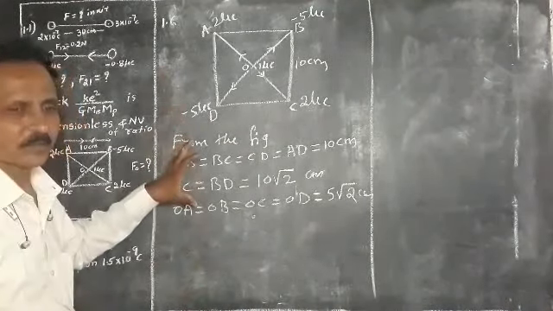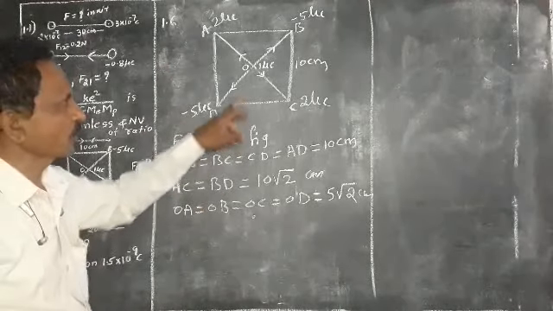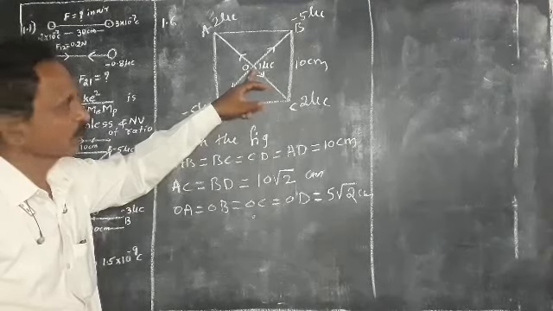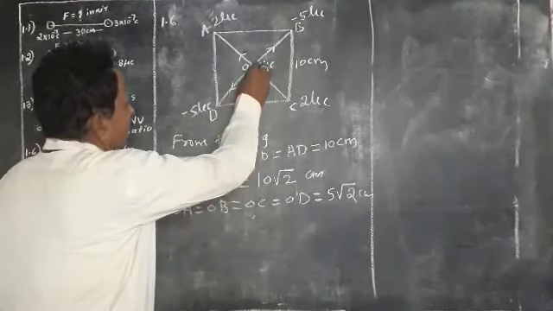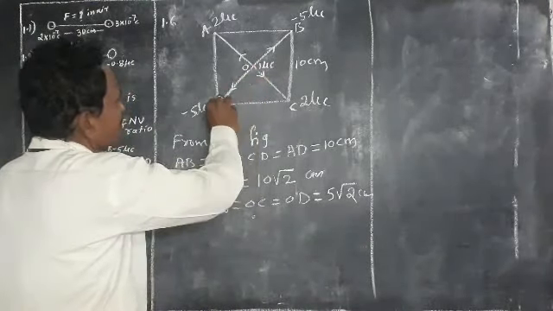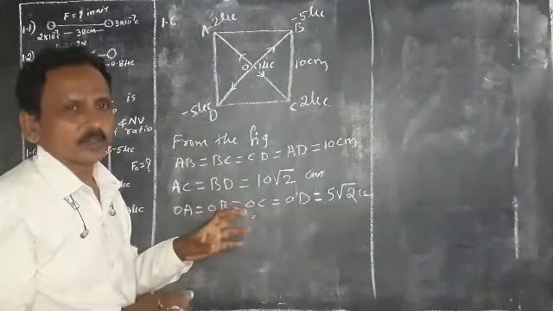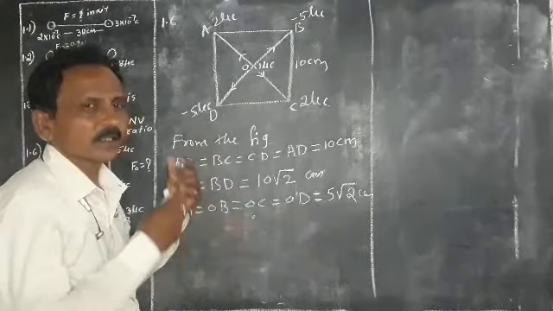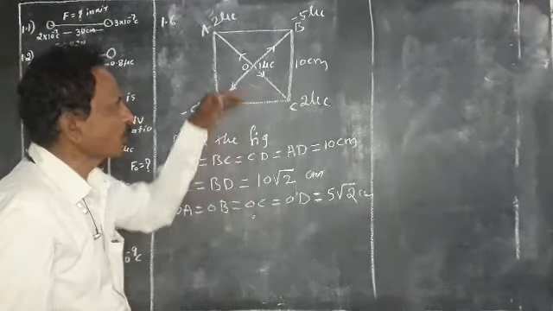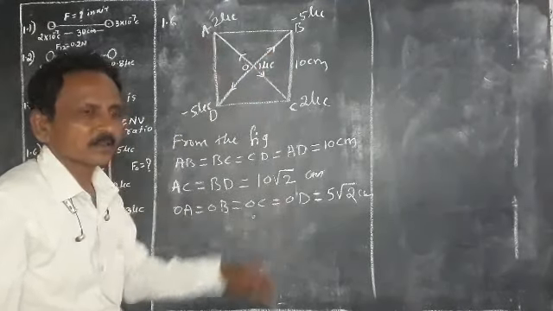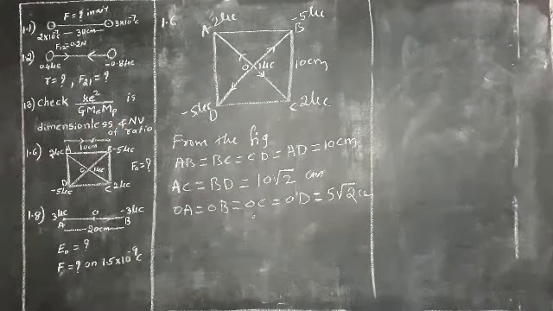Only write this. There is no force at the center of a square because the diagonal forces are equal and opposite to each other, hence they get cancelled. Hence there is no force on 1 microcoulomb charge placed at its center. Clear?